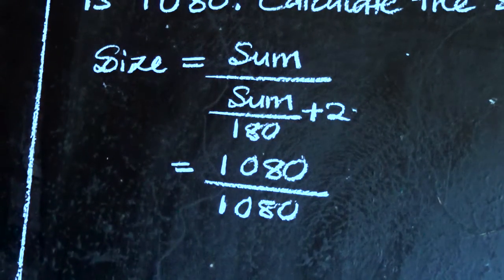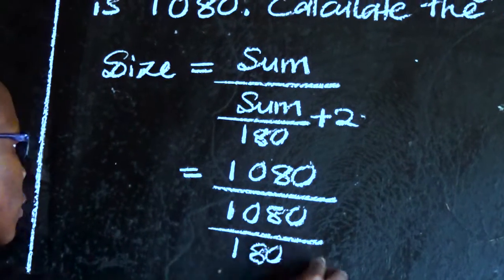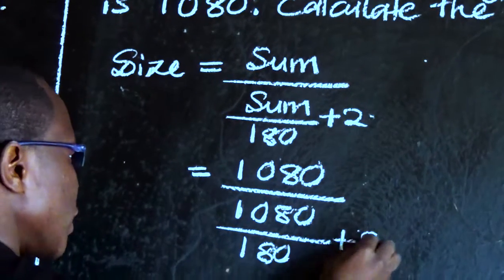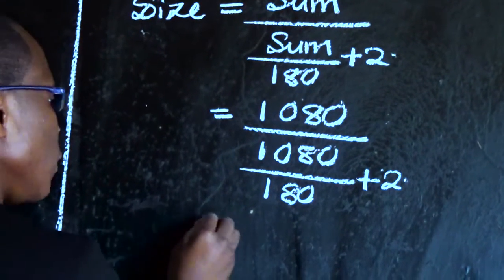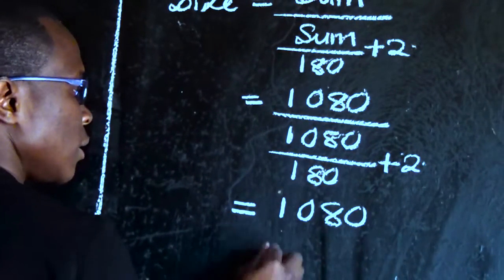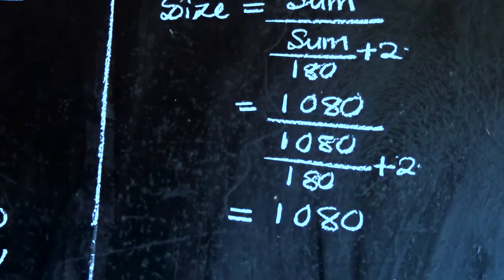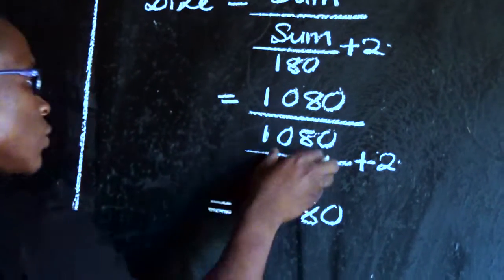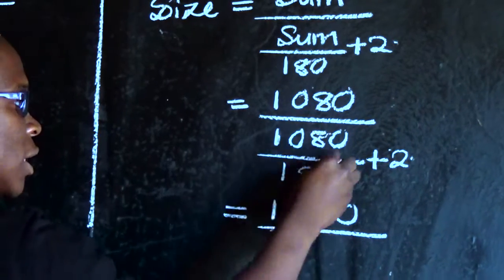1080. Are we together? Then over 180 plus 2. Are we together? Yes. Then you maintain 1080. Okay, 1008, sorry. Then you divide now. You say 180 into 1008. What do you get? You get 6. Are we together?